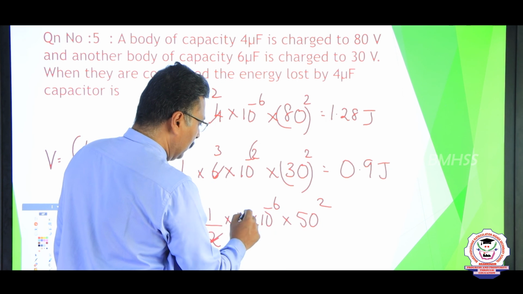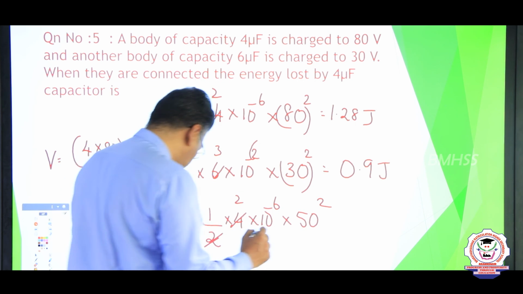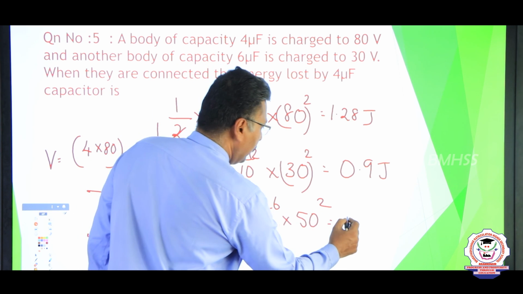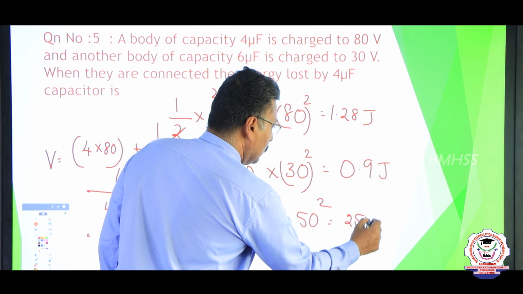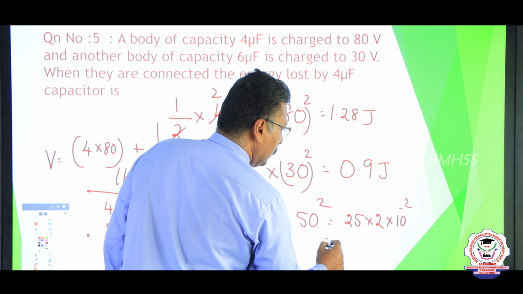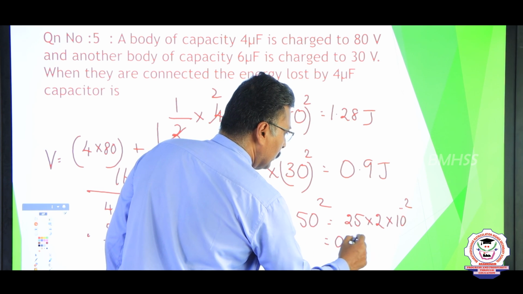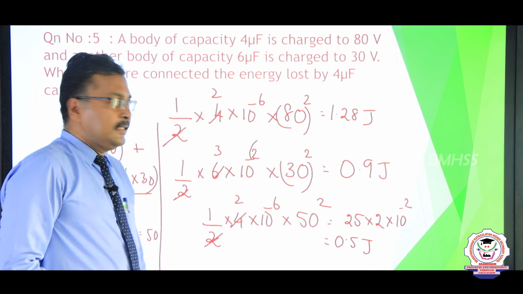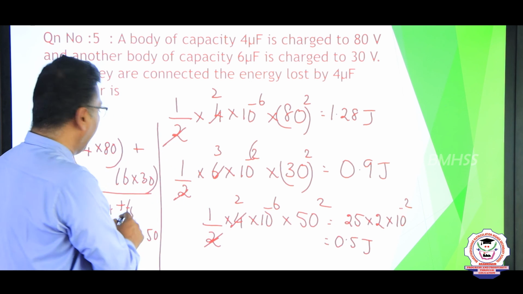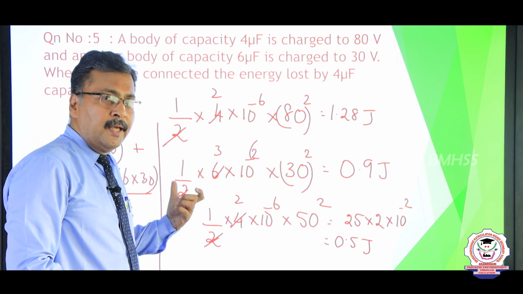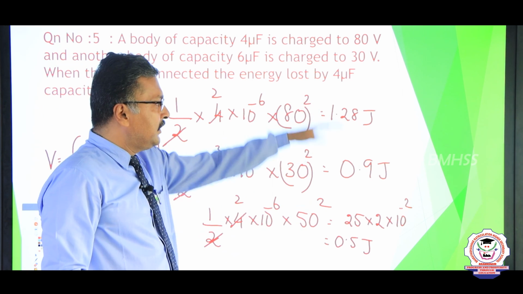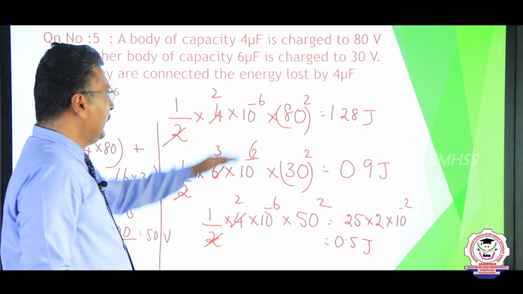So this is 2, so you will get 2500. So 25 into 2 into 10 to the power minus 2. So that is equal to 0.5 joules. That is the answer. So you have to calculate the loss in energy for the 4 microfarad. I calculated the weighted voltage for the system, that is 50 volts, and substituted for that. These are the individual voltages and individual energies.